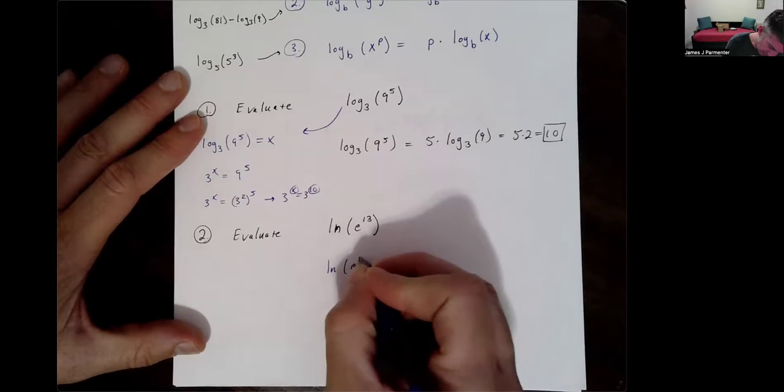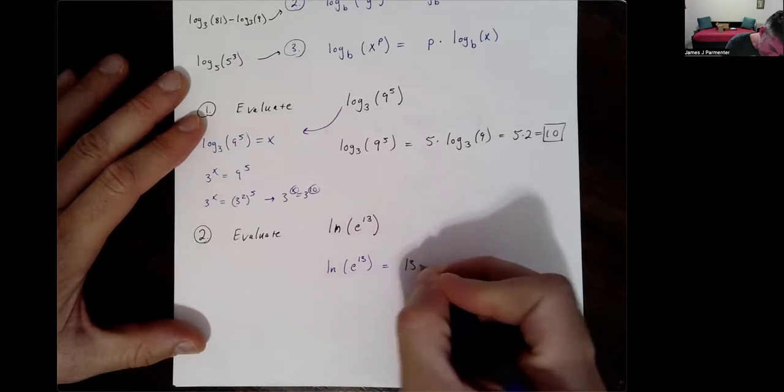Natural log of 13, well, the natural log of e to the 13. The natural log of e to the 13 is 13 times the natural log of e.